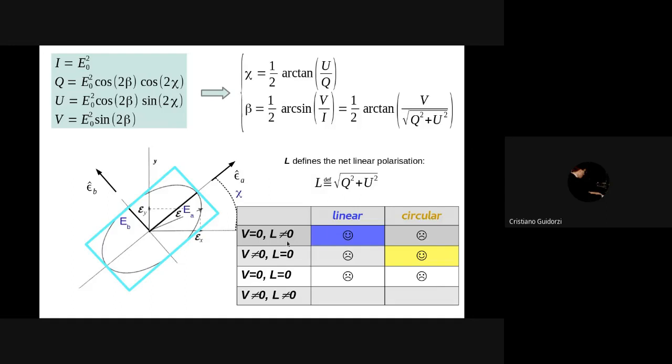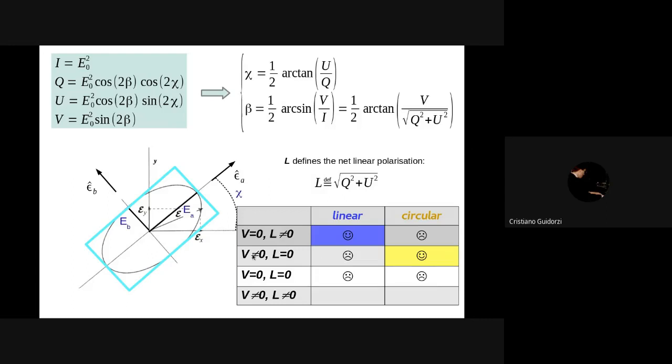Of course, you can immediately appreciate the opposite case, in which the only parameter which is non-zero is V. If L is 0, it means that, as I said before, both components on average along A and along B are equal. So it means that there is no preferred direction, so no linear polarization at all. L 0, so the face for the linear case is sad.